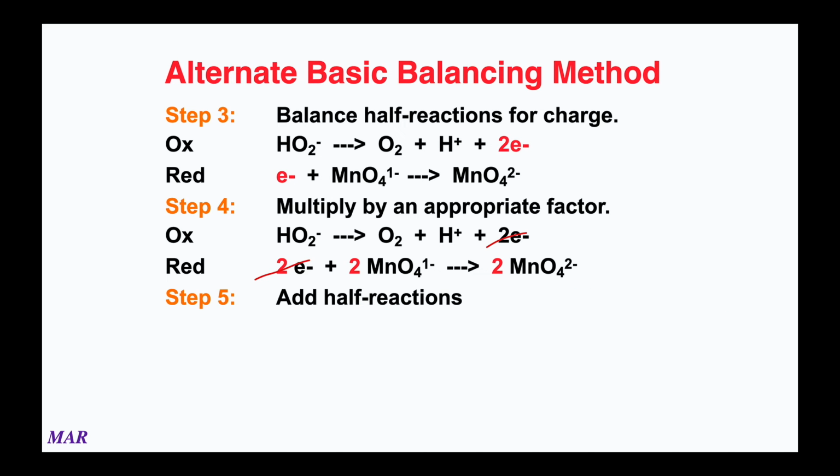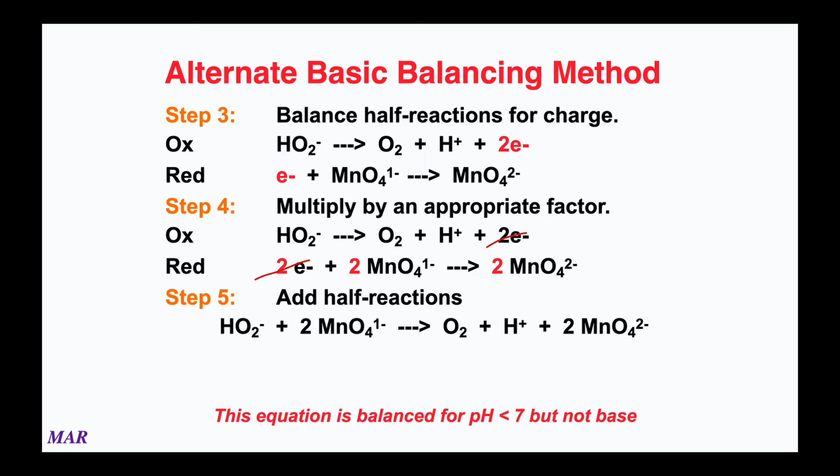So overall, this reaction balanced for mass and charge in acid would be like this. All right. It'd be 1 peroxide and 2 permanganates making oxygen, an H plus, and 2 manganates. And if this reaction was balanced in pHs less than 7, which would be acidic, score. However, this reaction is not a pH less than 7 condition. This is a basic condition.